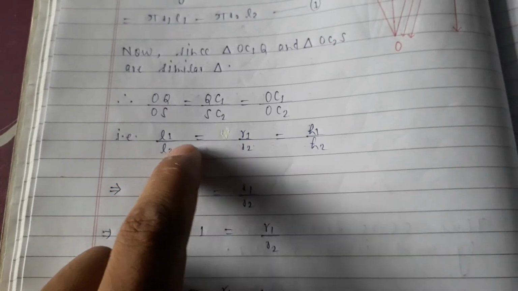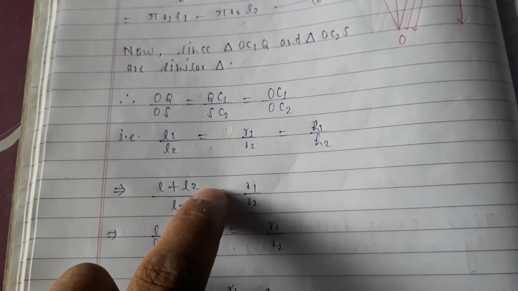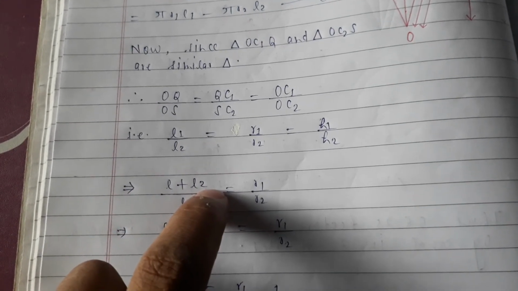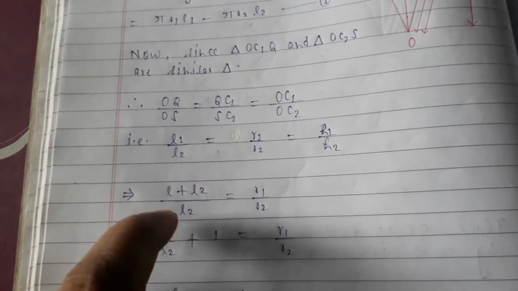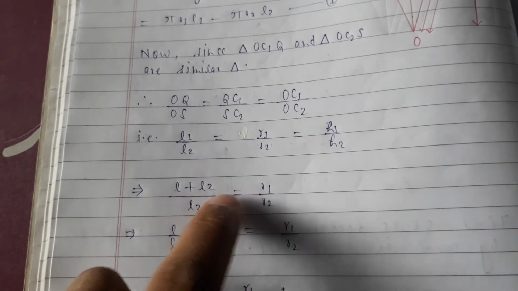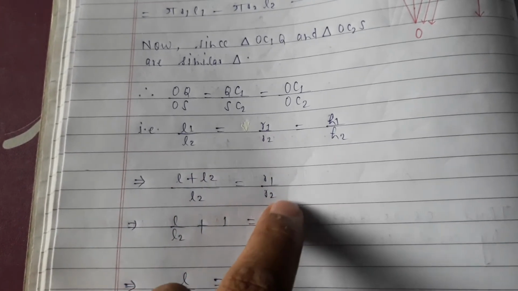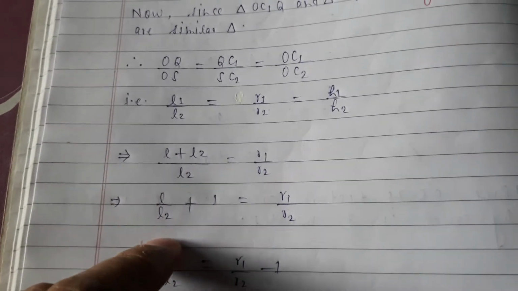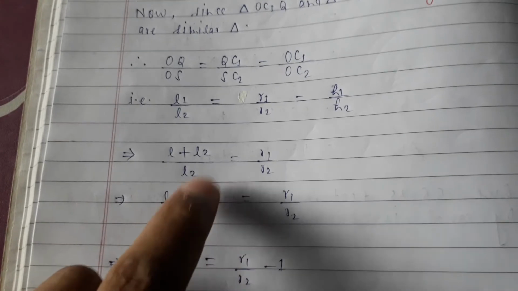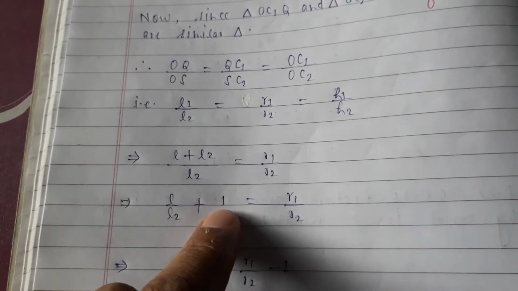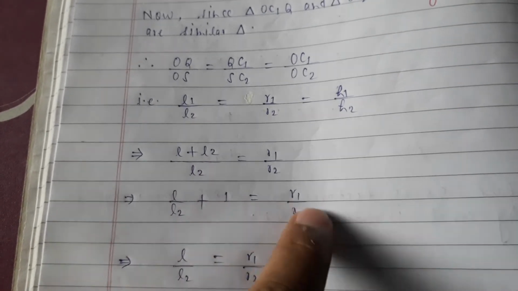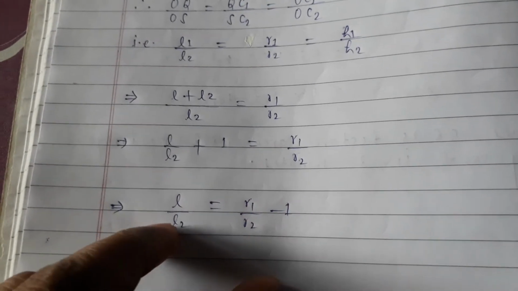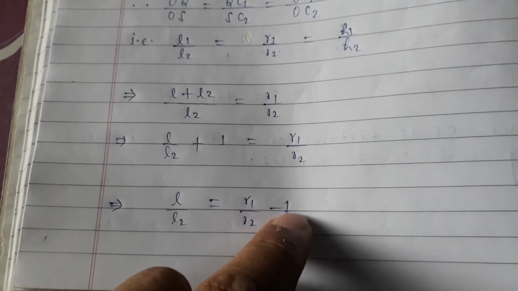Now we will split L1 as L plus L2, because from the figure L1 equals L plus L2. It's given in the figure. You can see. So this implies that (L plus L2) upon L2 equals R1 upon R2. Now we divide by L2 one by one. Here comes L upon L2, here comes plus L2 upon L2. It means 1 equals R1 upon R2. Now we will transfer 1 to this side. It comes L upon L2 equals R1 upon R2 minus 1.